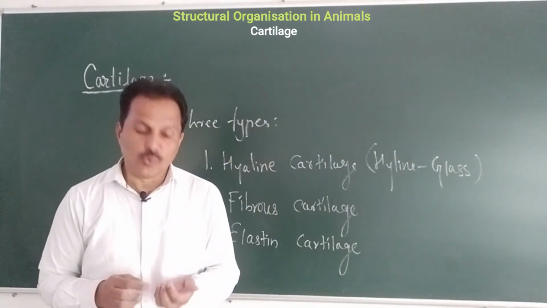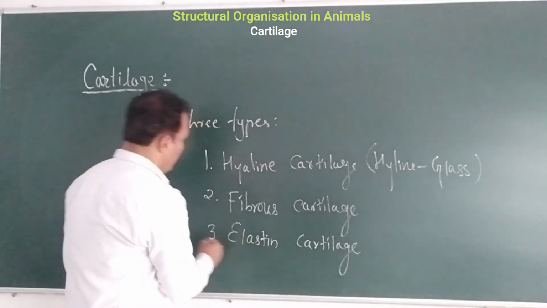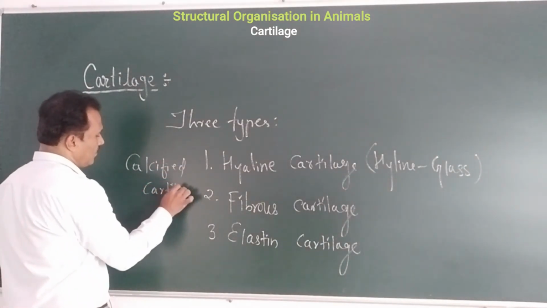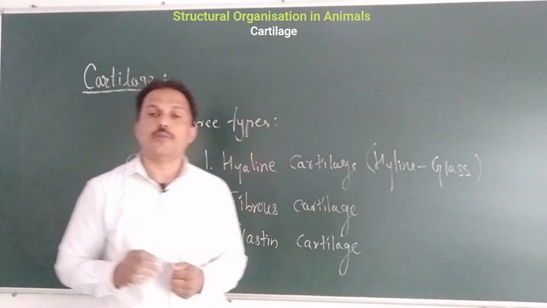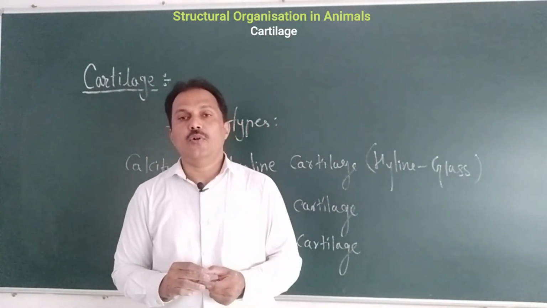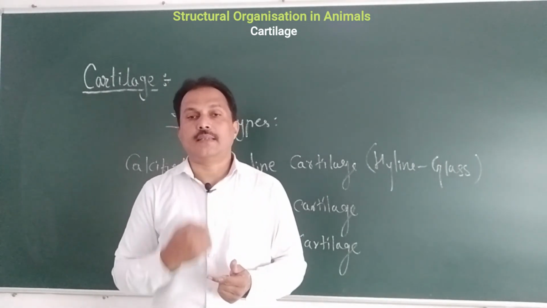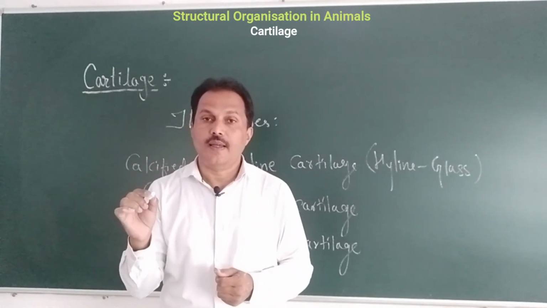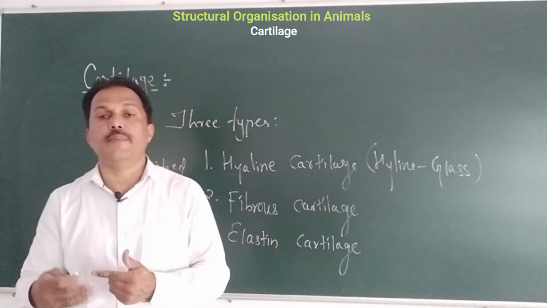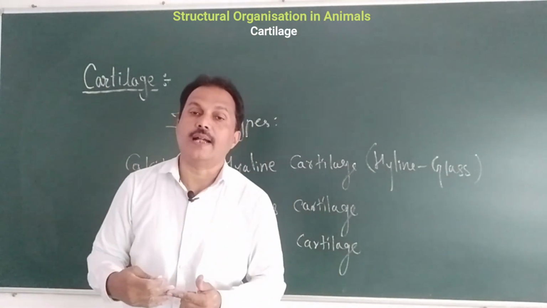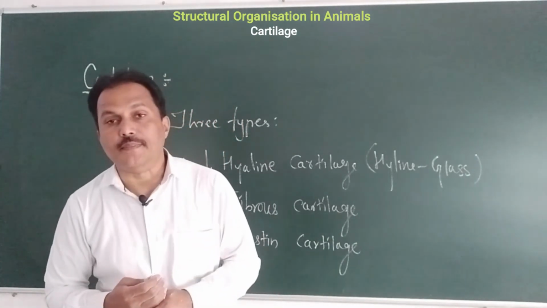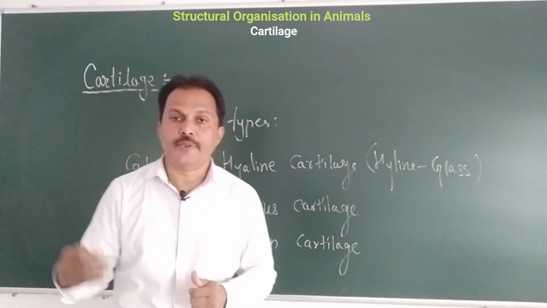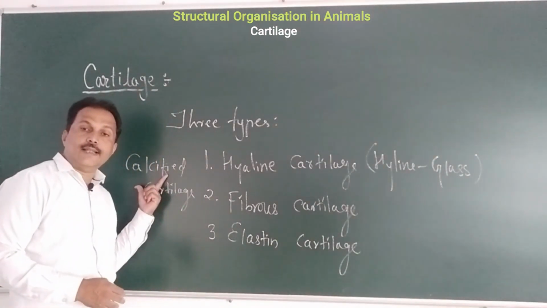And one more term in use is calcified cartilage. What is this calcified cartilage? When we talk about embryonic development, when the embryo is formed, the skeleton inside the embryo is made up of cartilage. Later, as the embryo develops and grows, that particular cartilage is deposited with calcium and other minerals to form the bone. So this is nothing but calcification.